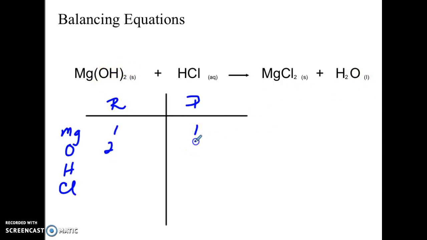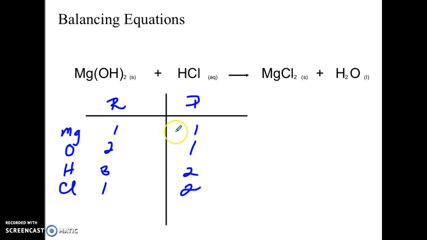And notice I have 1 oxygen. I would have 3 hydrogens because I have to count these 2 plus this hydrogen. And here I have 2 hydrogens. And now I also have chlorine. I have 1 chlorine and I have 2 chlorines. So if you recall the rules or list of suggestions that I had, I don't start with hydrogen and oxygen first.